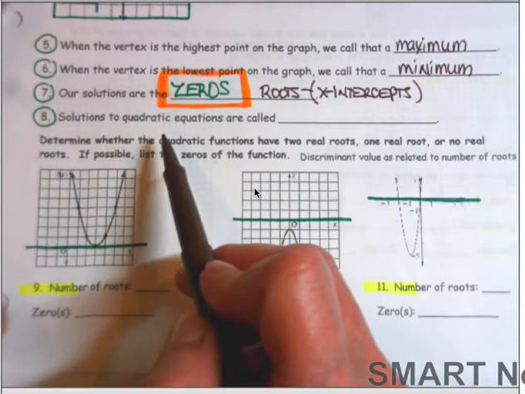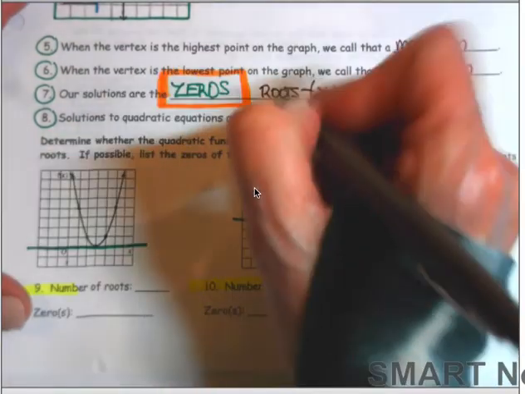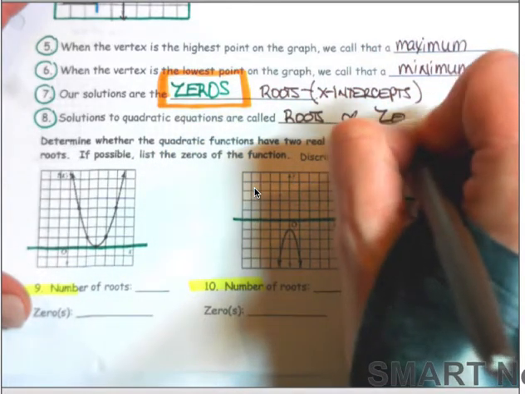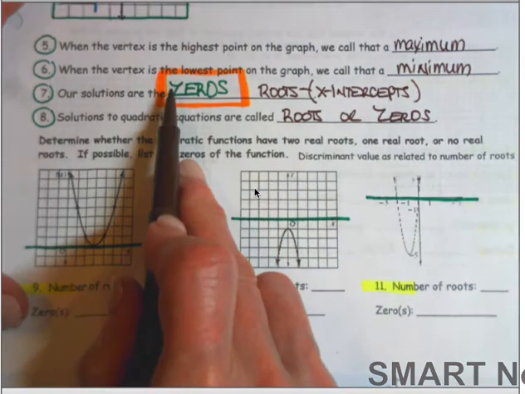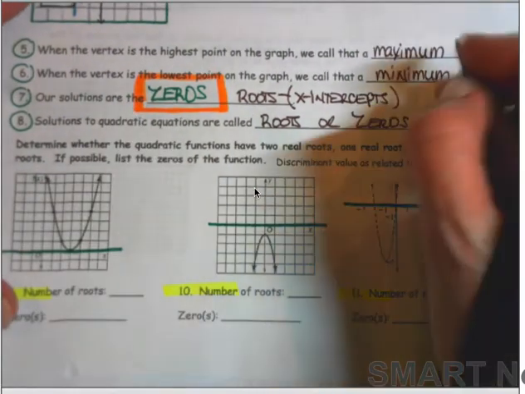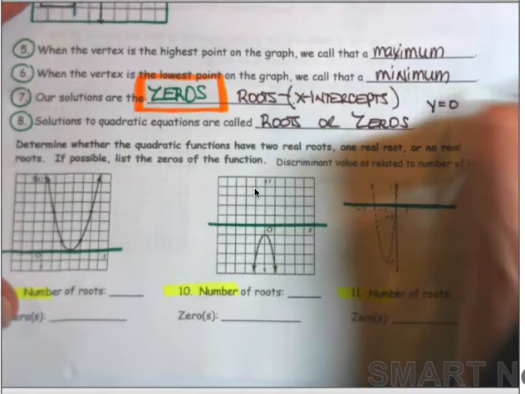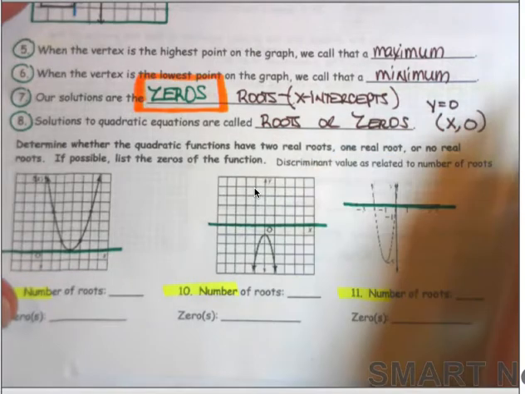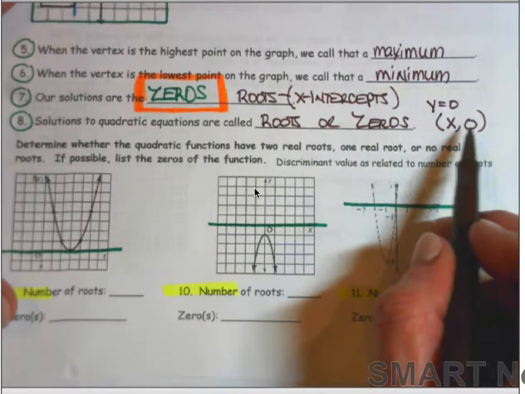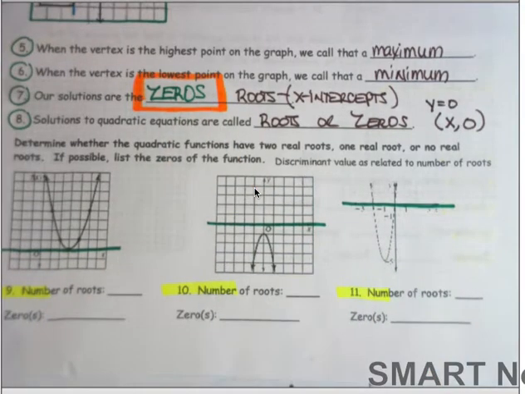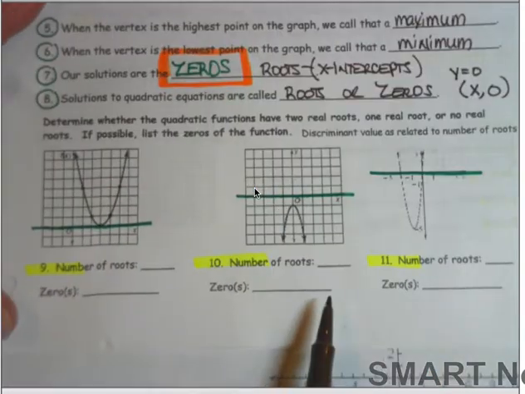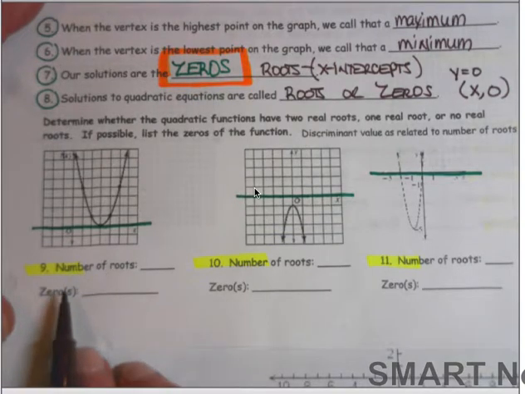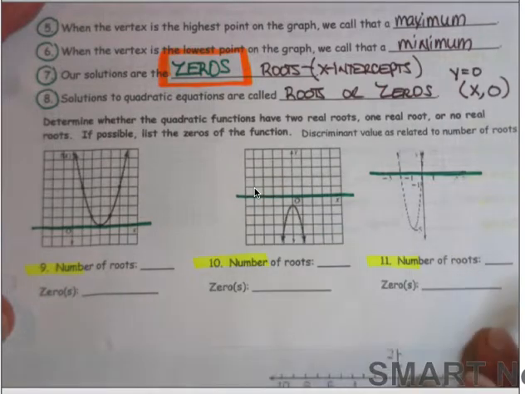So solutions to quadratic equations can be called any of the above. So we can call those roots, or we can call them zeros. And when you're referring to something as a zero, it's implied that y itself is 0 since this is an x-intercept. So it would be an ordered pair, whatever value x is, but the y partner would be 0, and thus the name zeros. And I will let you do 9, 10, and 11 on your own. You're just visually looking to determine the number of roots, and then they're asking you for the zeros. I'm just going to let you do that on your own.